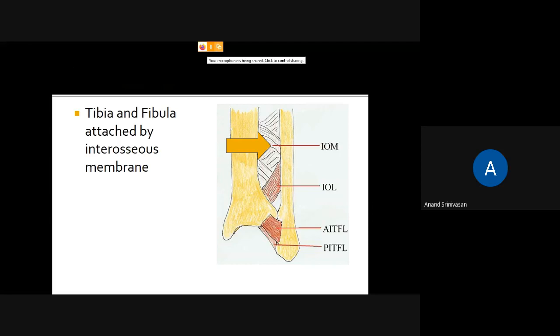The next one is between two bones. Here you can see the tibia and fibula. Where are the tibia and fibula located? Any idea?